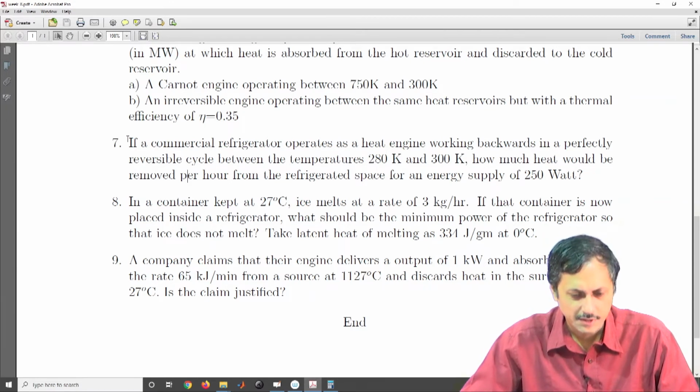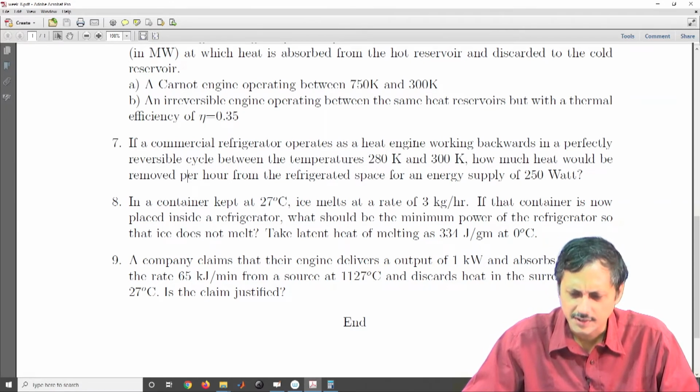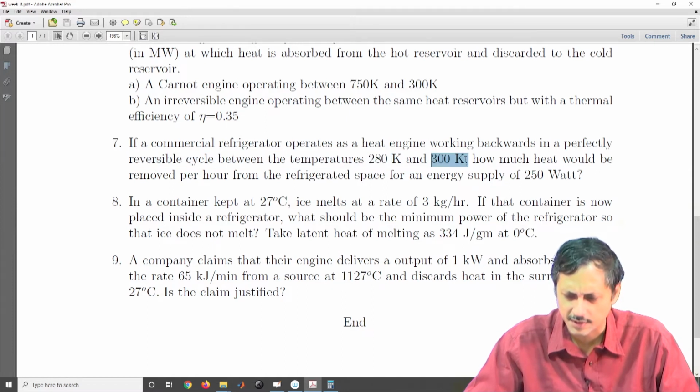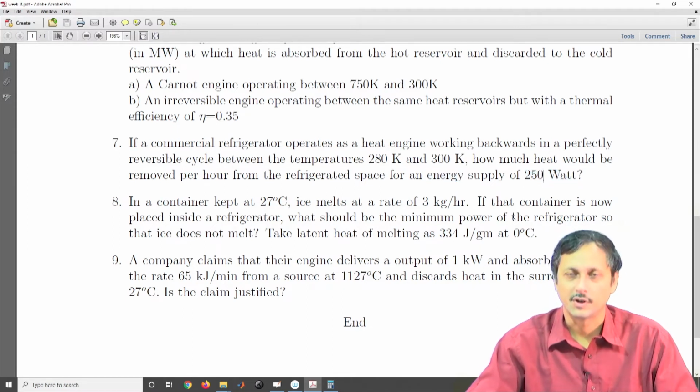So, a commercial refrigerator operates as a heat engine working backward in a perfectly reversible cycle between temperatures 280 Kelvin and 300 Kelvin. How much heat would be removed per hour from the refrigerated space for an energy supply of 250 watts?